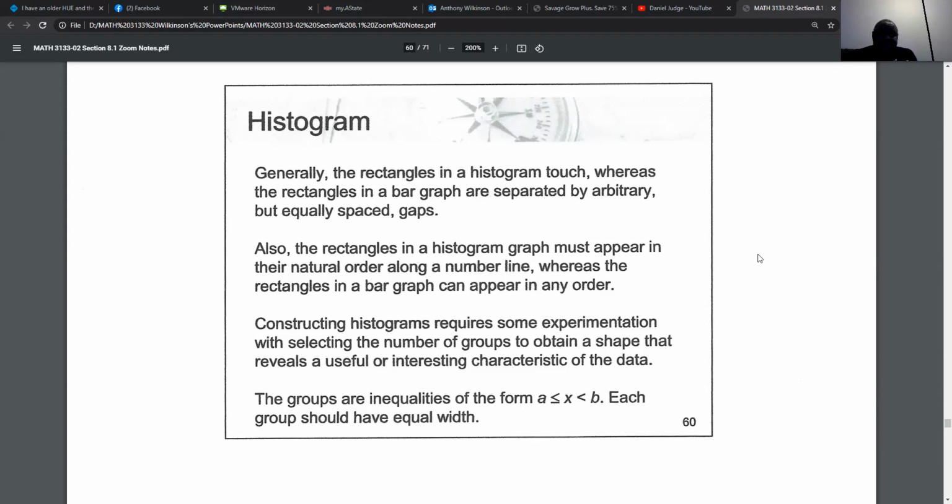Also, constructing histograms requires some experimentation with selecting the number of groups to attain a shape that reveals a useful or interesting characteristic of the data. And here those groups are inequalities of the form where x is greater than or equal to a and less than b. And each group should have equal width.